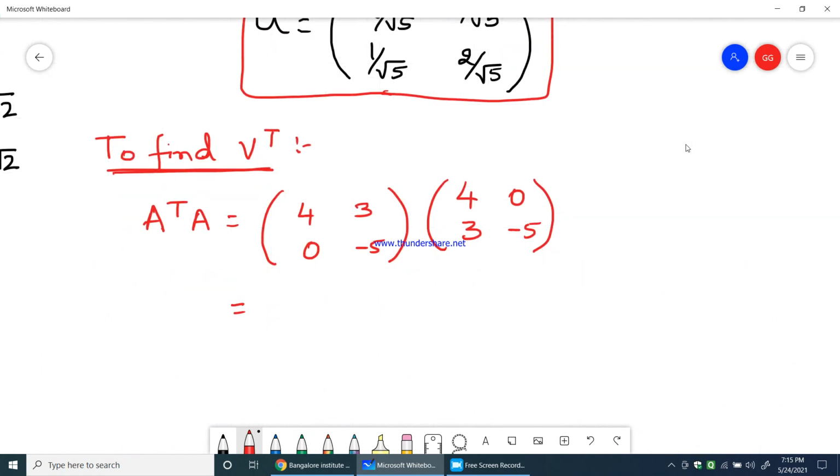So we'll multiply this. 4 4s are 16 plus 3 3s are 9, 16 plus 9 is 25. Then 4 zeros are 0, minus 5 3s are 15. 4 zeros are 0, minus 5 into 3 is minus 15. And then 0 into 0 is 0, minus 5 into minus 5 is plus 25. So this is what A transpose into A is.